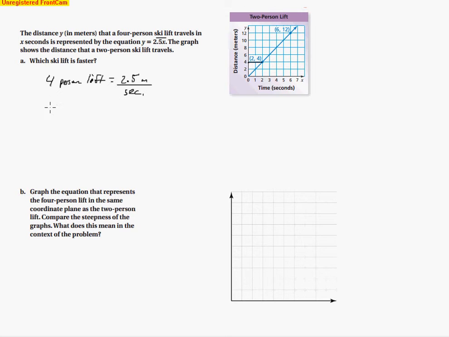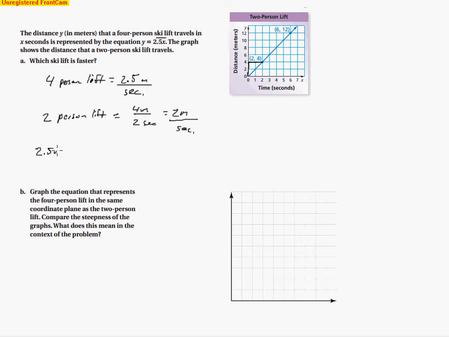So the two-person lift is 4 meters per 2 seconds. I had to go up 4 and then over 2 to get that, and I was looking at the units that they're giving me on the graph. So this is 2 meters per second. So in this problem, it shows that the four-person lift is faster.